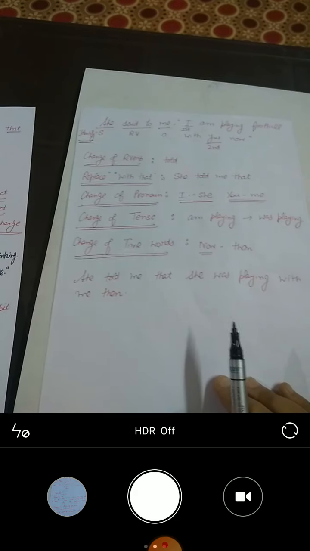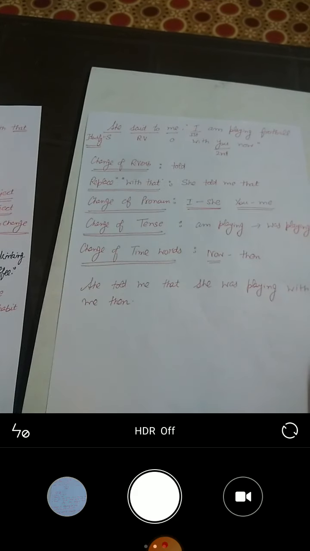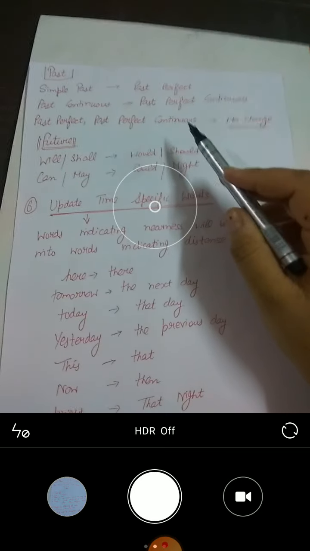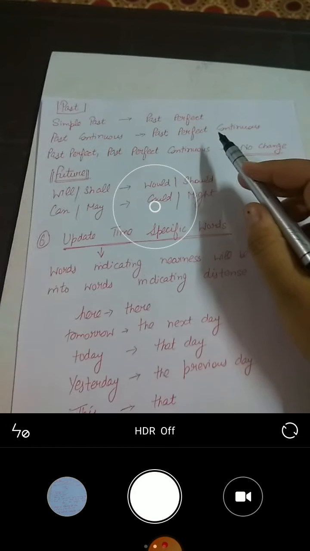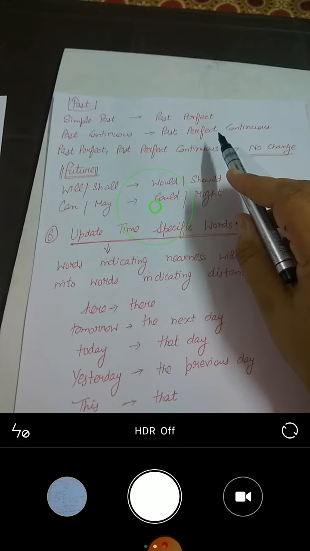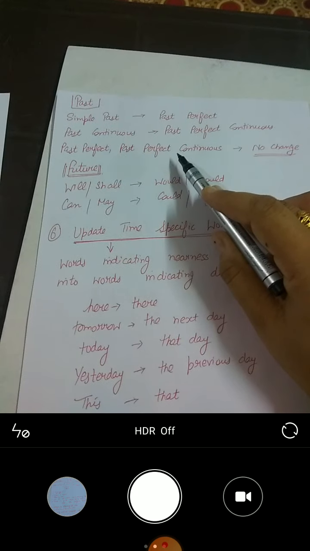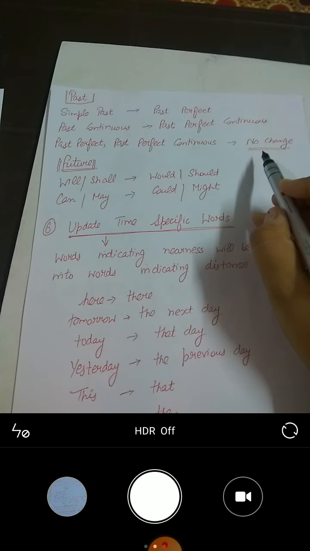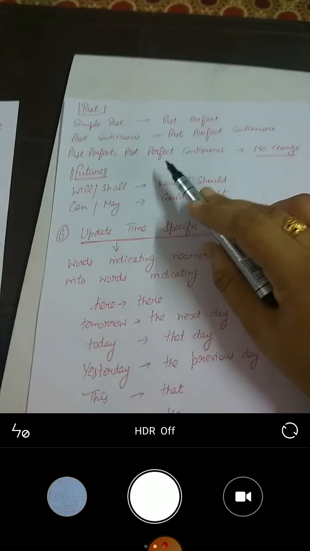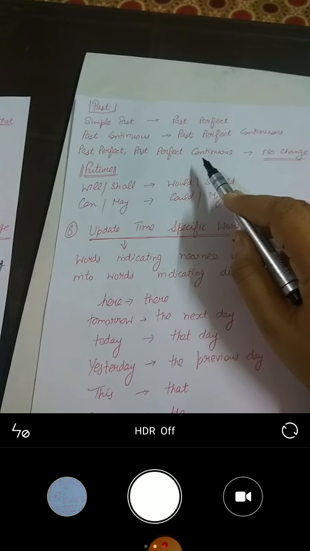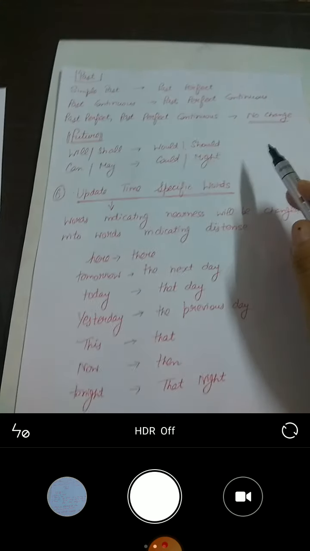Now come to the next, past tense. So simple past will change into past perfect, and past continuous will change into past perfect continuous. Past perfect and past perfect continuous will not change. So if your reported verb is in past tense and your reported speech is in past perfect or past perfect continuous, it will not change.